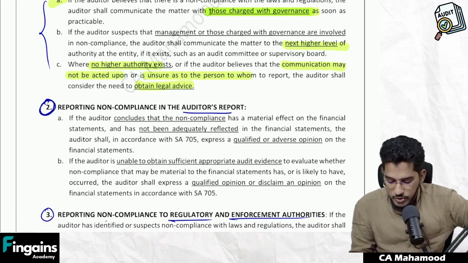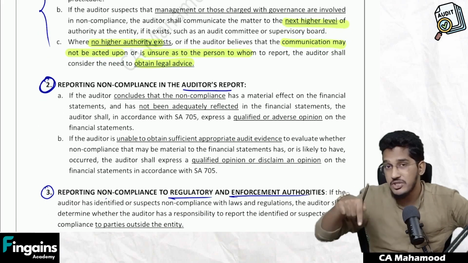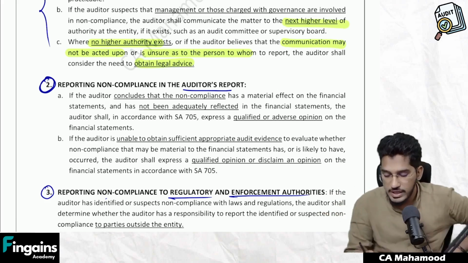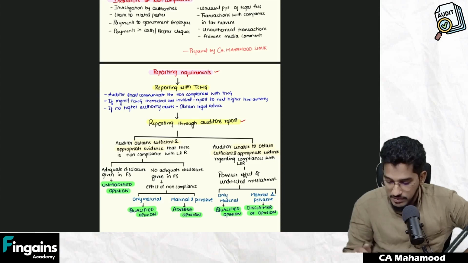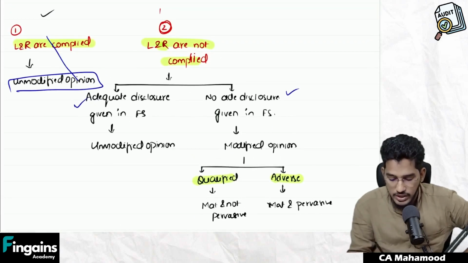Now, if you come to the second point, reporting non-compliance in the auditor's report. If you find any non-compliance, you need to mention that in the audit report. How? By modifying the opinion. So I told you two cases in the previous class, whatever I have explained. See, if laws and regulations are all complied with, there is no need of modification.